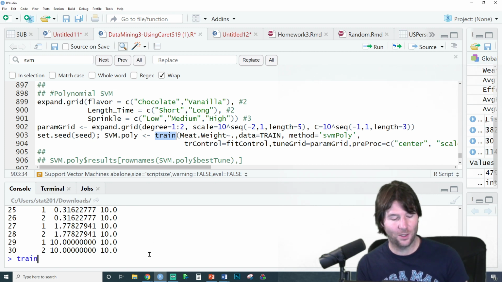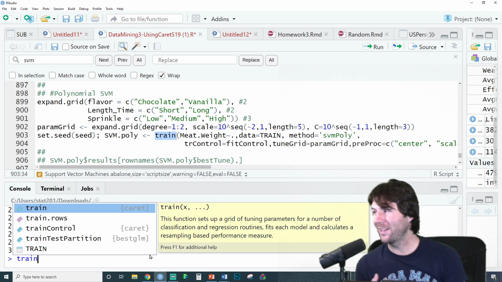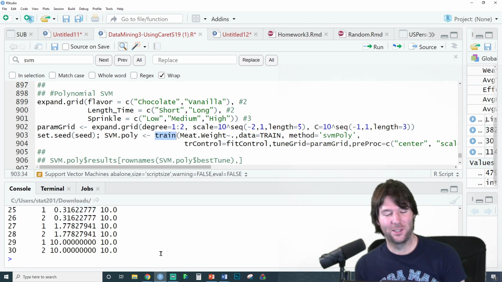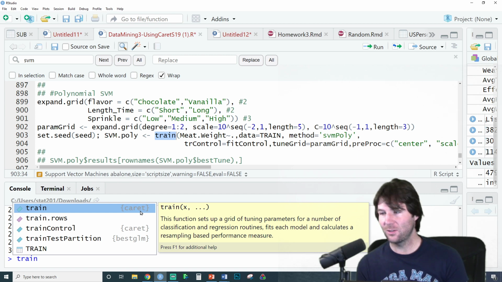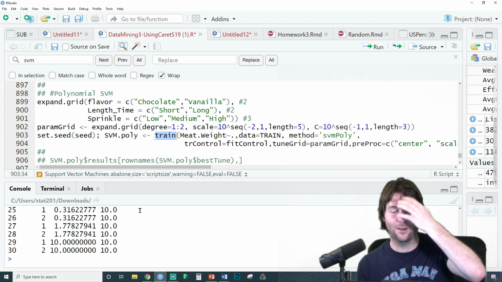If you don't believe me, go down here and type train, and you'll see it's in caret. So we've got the train function inside of caret. Once again, you can see what something's inside of by looking over here, and you can see that it says caret. So this is the train function inside of caret.